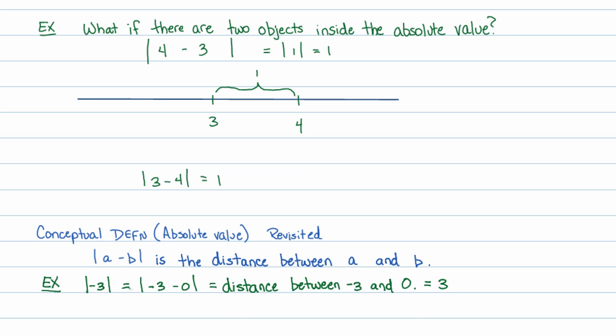So it turns out that this definition is actually the best definition for absolute value that we possibly can have. And it's the best conceptual definition. There's actually some very nice mathematical definitions, but this is really the one that I would prefer that most people remember, that the absolute value is just the distance between two numbers. And if you only have one number there, then it's the distance between that number and 0.